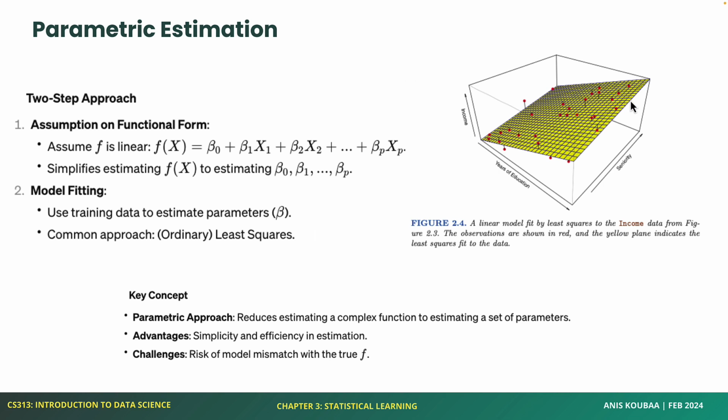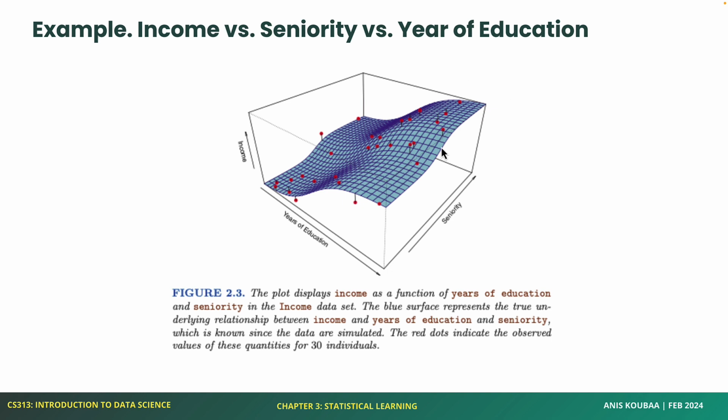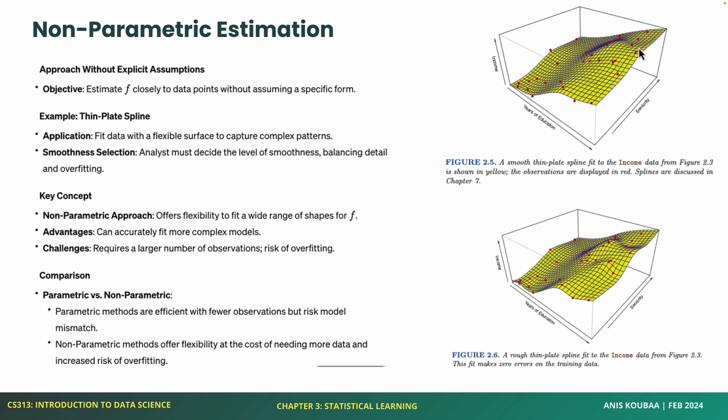Okay, and this will lead us to a shape that maps between the income, years of education, and seniority. Now, if we don't assume any possible distribution or possible function, we can follow the non-parametric estimation approach, and we try to estimate f as close as possible to the data points. This will lead to a shape similar to this one or this one. You can see it's more accurate with respect to the original model. But of course, this is much more complex to represent.